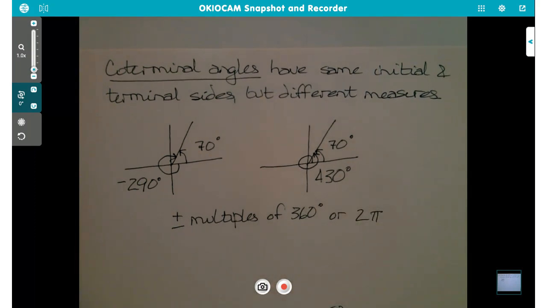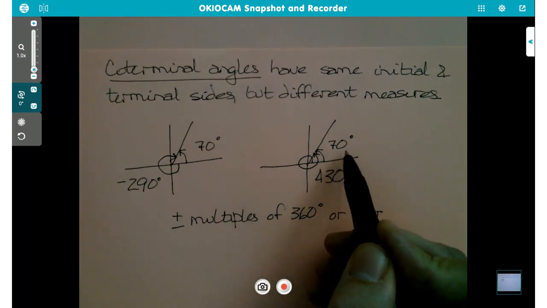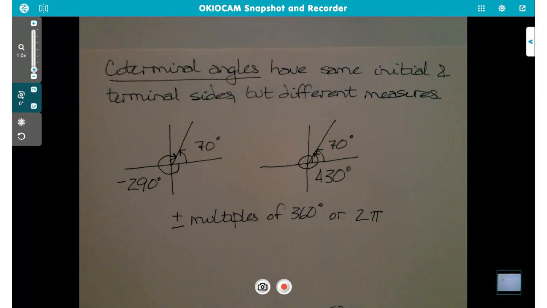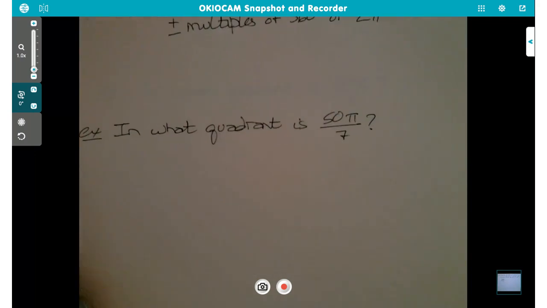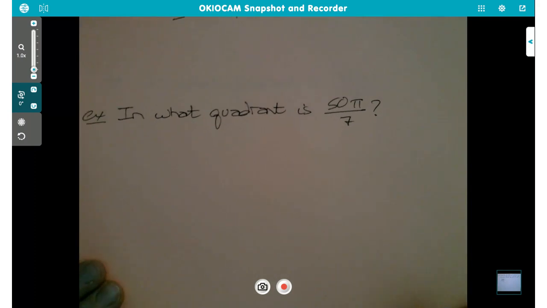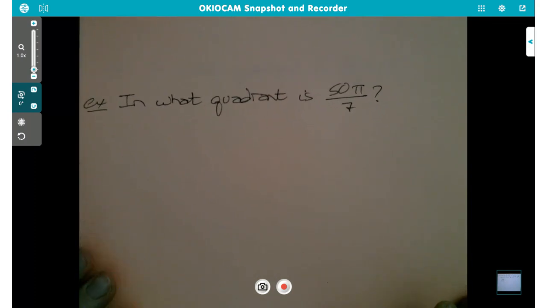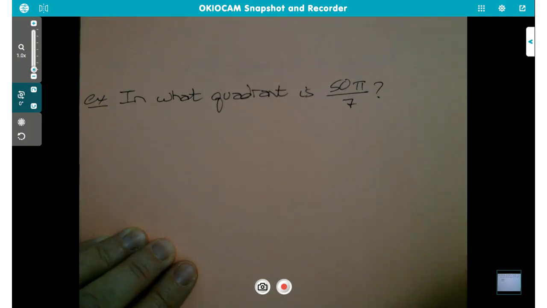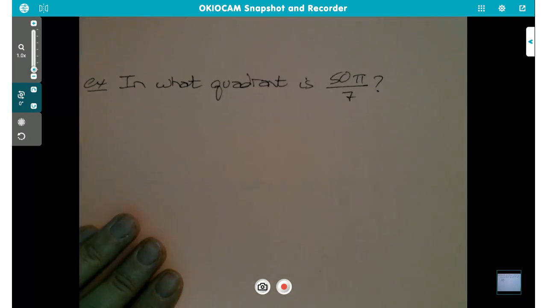Pro tip, your answer should look like the question. So if the question is, what's an angle that's coterminal with 70 degrees? You're going to tell me 430 degrees, so that the units are the same as the question. If I want to know what quadrant is 50 pi over 7 in, the answer needs to be in radians, not degrees. The answer should look like the question.